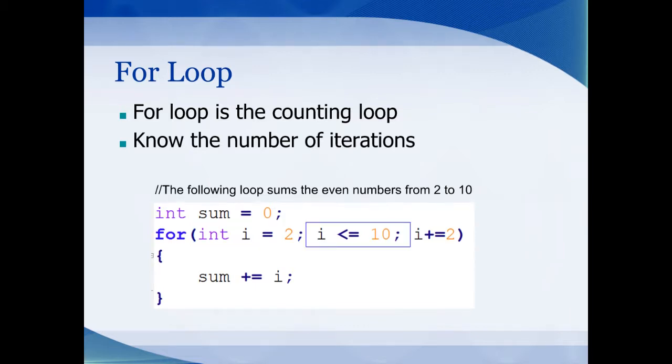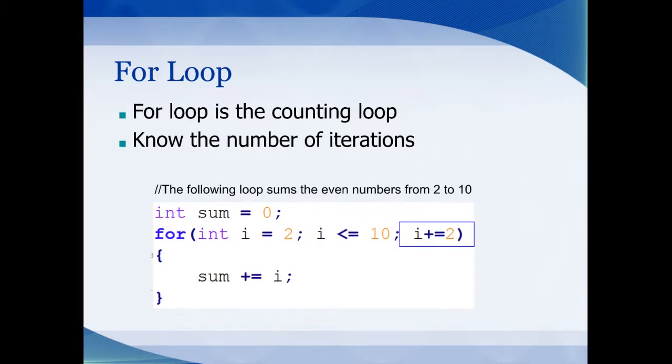Okay, now the condition, it determines how long the for loop is going to iterate. In this case, it's so long as I is less than or equal to 10. The increment is set up to a plus equals 2, so this particular for loop is counting up by 2's. So the value of I as it iterates through the loop is going to be 2, 4, 6, 8, 10. But the loop is going to iterate 5 times.